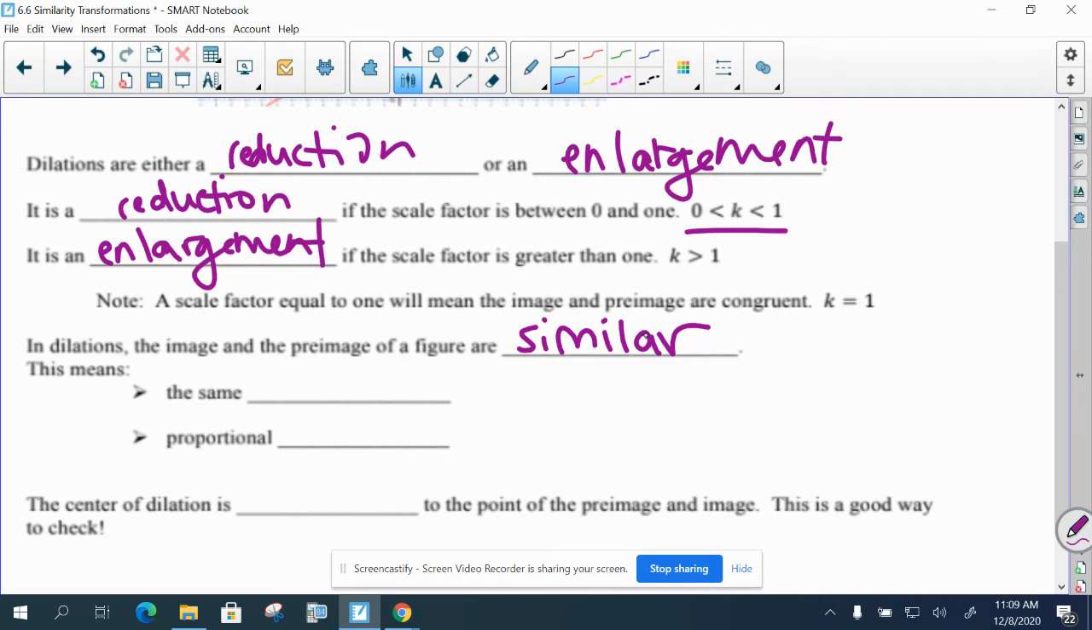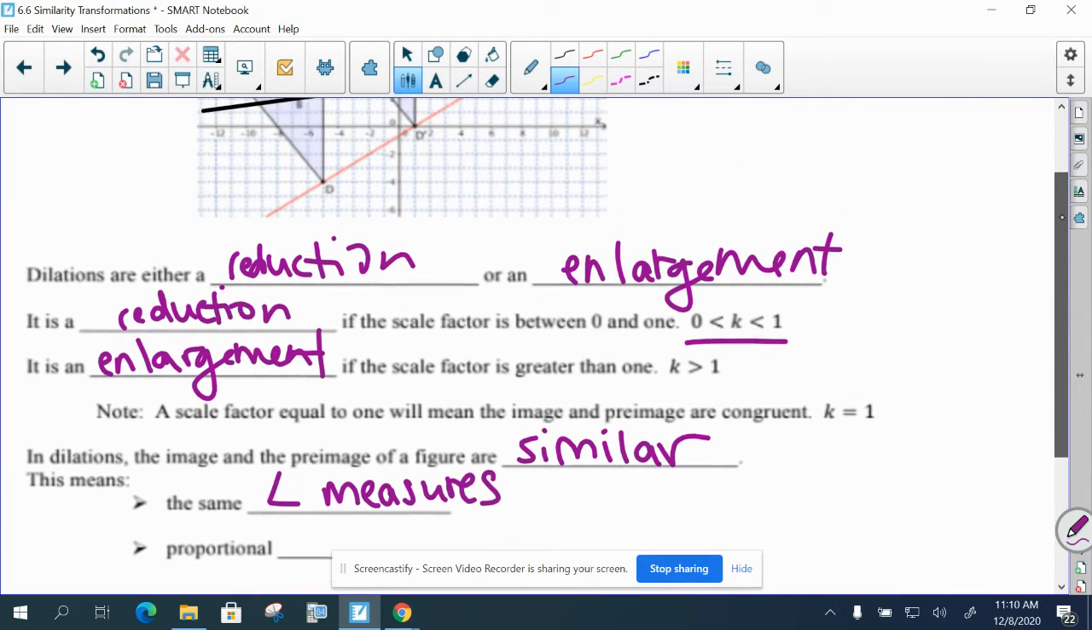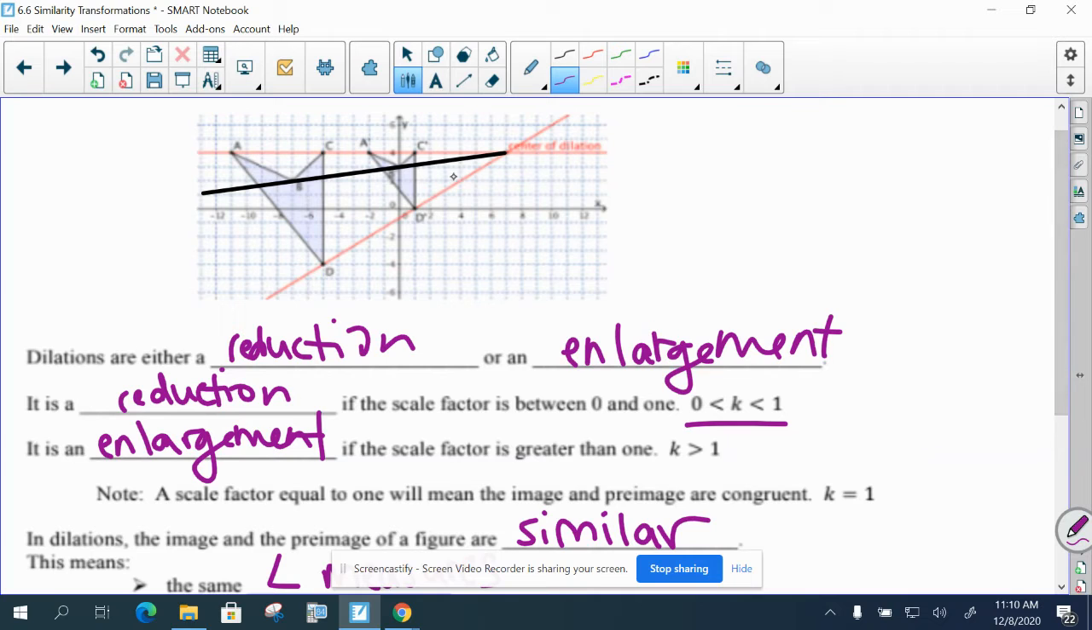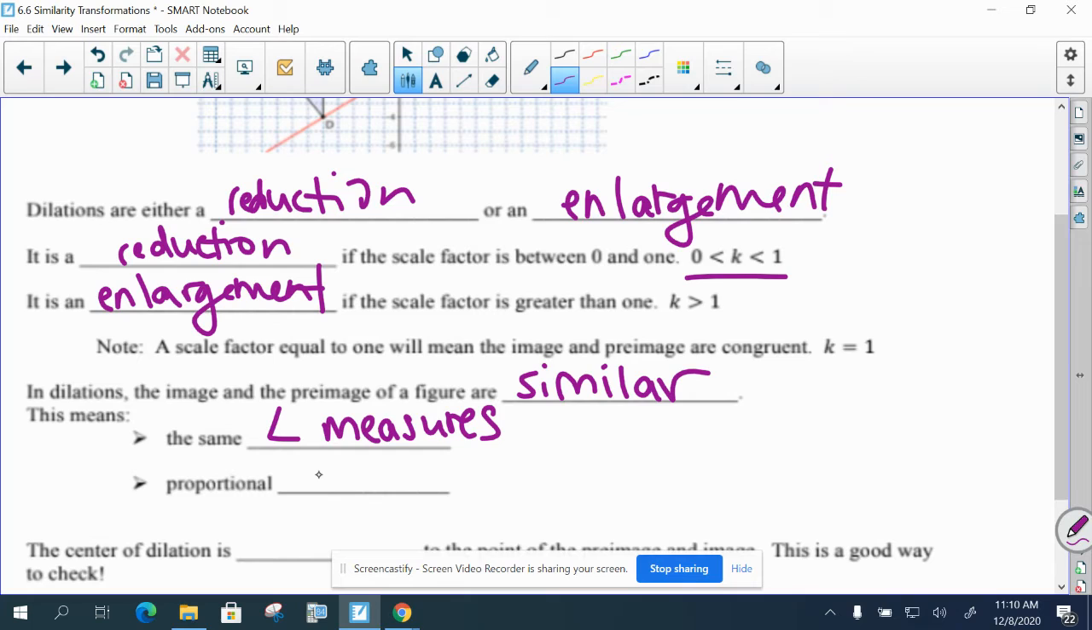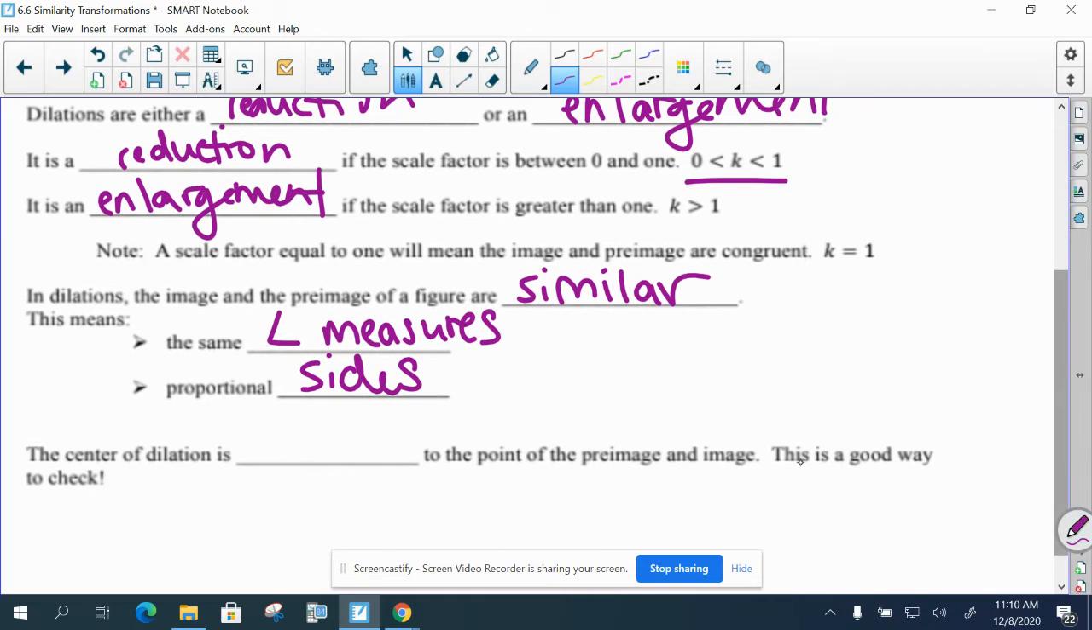Unit 6 is all about similar triangles. This means the same angle measures, hence the idea of being the same slope from the center of dilation. You preserve angle measures and then proportional sides. So then each point is half the distance away from the center of dilation, or whatever your scale factor is.